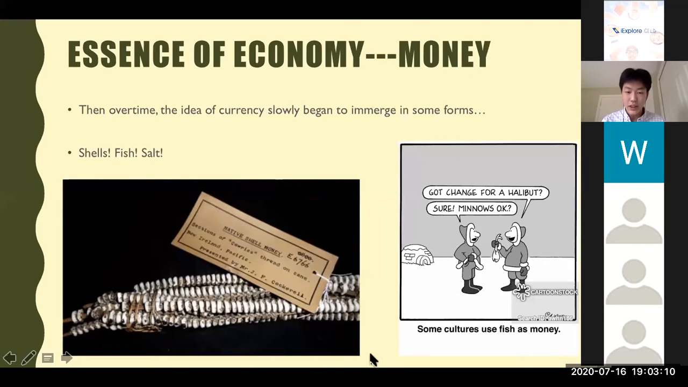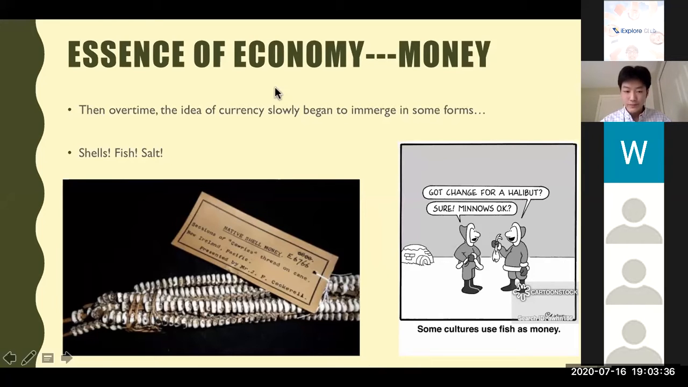So, yeah, I was talking about shells. Shells were the most common currency when people slowly began to use them, because unlike fish or salt, they were easier to preserve, and they are lighter and easier to carry around and trade with. You can keep the shells in your home without worrying about them getting rotten after a few days.